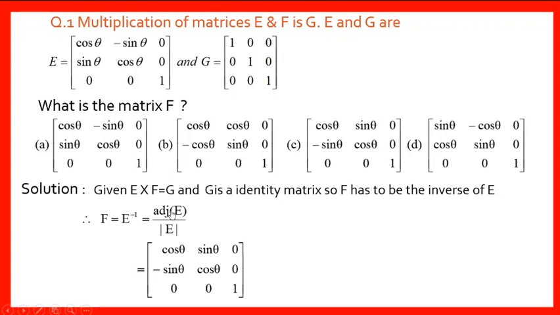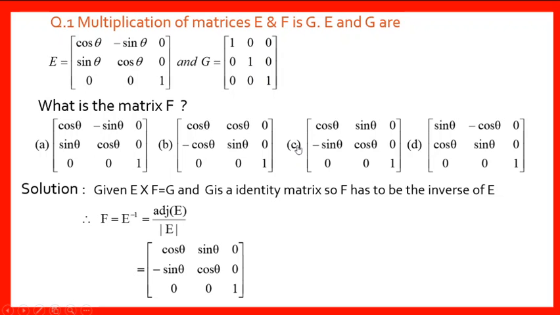And how to find the inverse? For this we will make use of the formula: adjoint of E upon determinant of E. We know very well how to find the adjoint. Adjoint is nothing but the transpose of the cofactor matrix. So we will have to find the transpose of the cofactor matrix as well as the determinant in this case. And just by putting the values in this formula, you will get this answer. So therefore F is this matrix, which is nothing but the one given in option C. Therefore option C is the correct option.